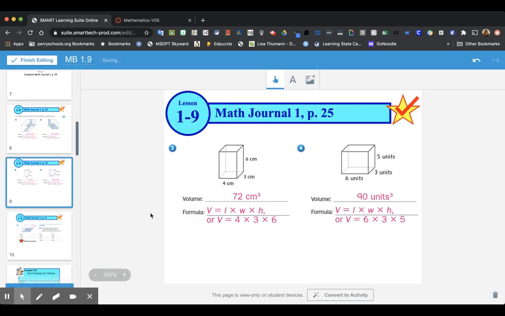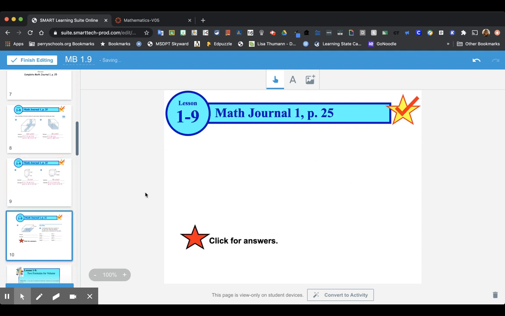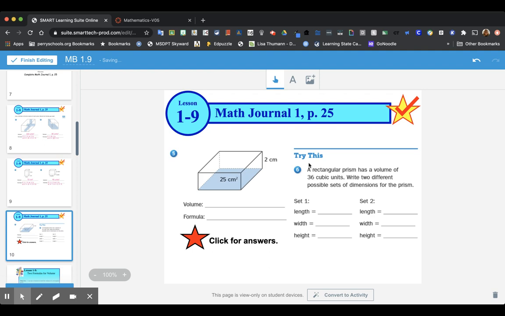For number 3, you can see 72 centimeters cubed. And number 4, 90 units cubed. Paying attention to those labels, guys. On number 3, they were centimeters, and on number 4, they simply said units. And then number 5 and 6. Number 5 is part of it, and 6 was the try this. It's kind of an extension activity.